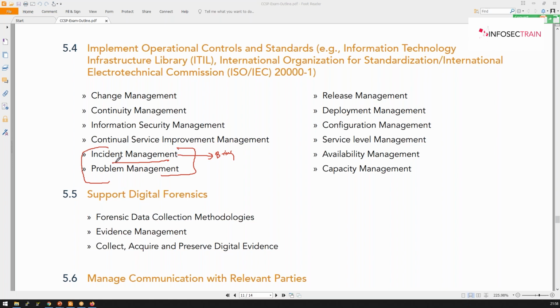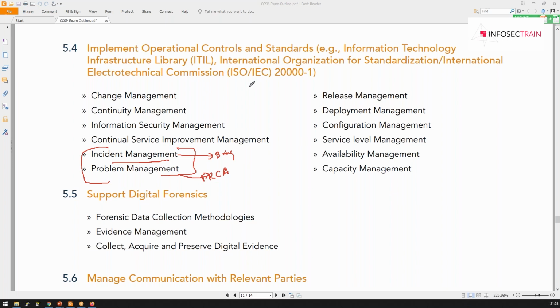The goal of incident management is to address the issue and bring things back to operation as soon as possible. And the goal of problem management is to understand the RCA, the root cause. We trigger incident management to ensure that we are back to operation as soon as possible, and the role of problem management is to understand the root cause of the incident.